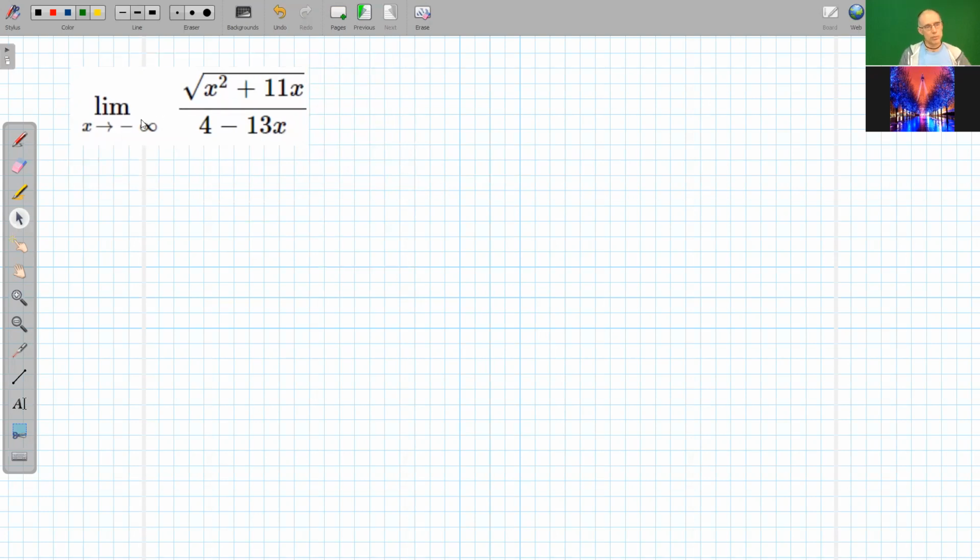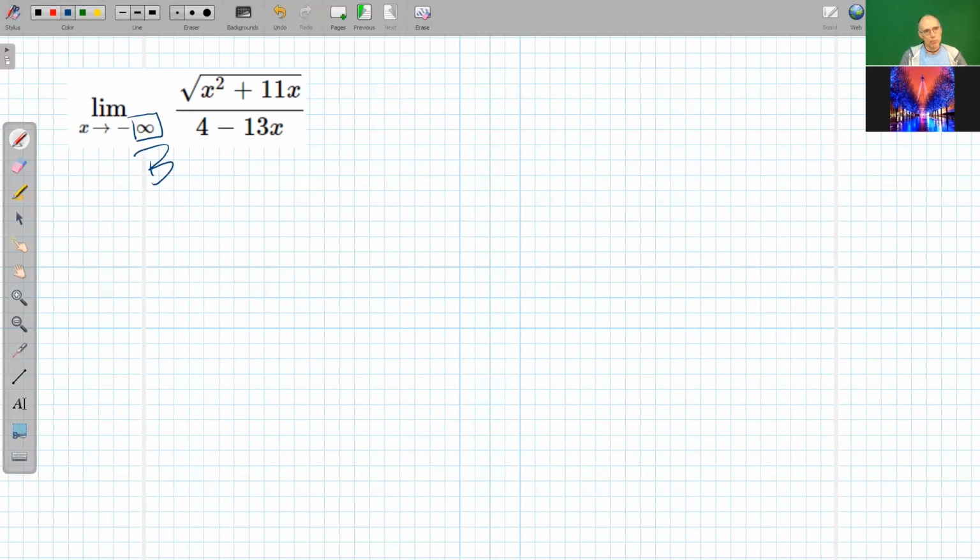So x is approaching negative infinity, so that's like approaching infinity, but we get negative results. So we have to consider the sign of what's going on here. Looking at this, we've got the square root of x squared going on there. Think about this: it means really big numbers. For really big numbers, the square overwhelms the linear term. So my guess is that this is a lot like the square root of x squared.